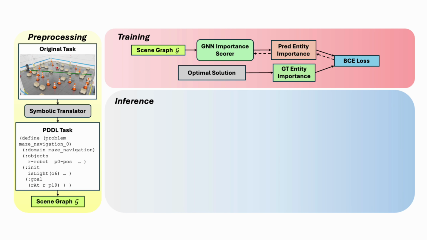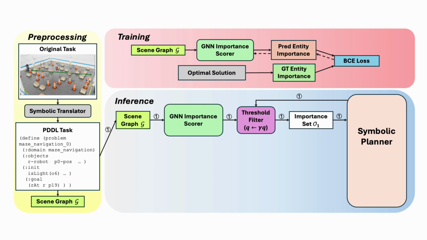In the inference phase, we invoke 3 steps within the global time budget. In step 1, we first use the GNN scores to keep only high-scoring entities, plan with the symbolic planner, and progressively lower the score threshold until either a valid plan is found or time for step 1 runs out.